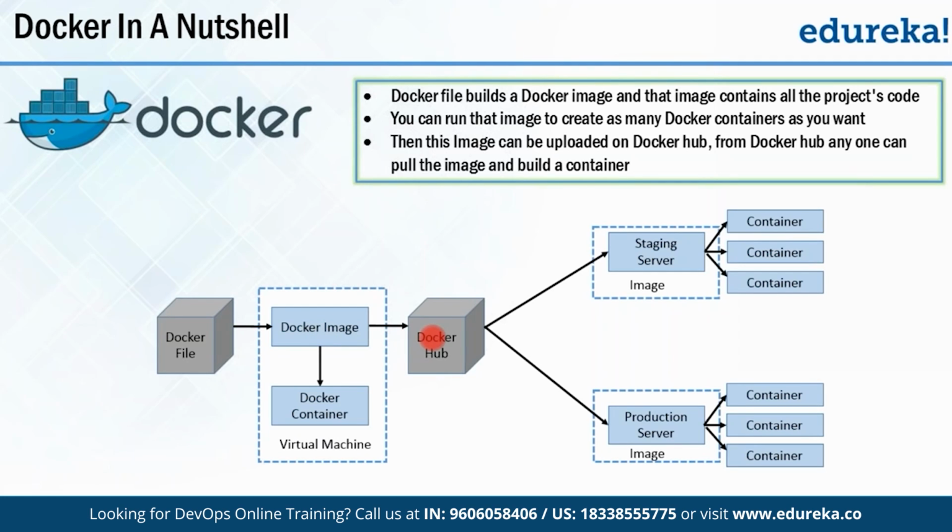Now what is Docker Hub? Docker Hub is nothing but a Git repository for Docker images. It contains public as well as private repositories. From public repositories, you can pull images, and you can upload your own images onto Docker Hub as well. All right. From Docker Hub, various teams such as QA or the production team will pull the image and prepare their own containers, as you can see from the diagram.